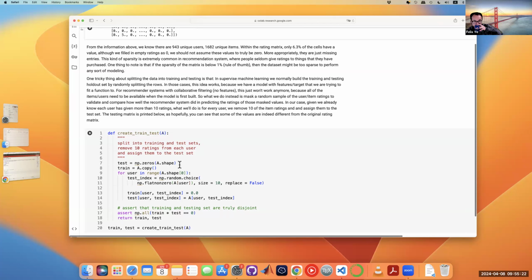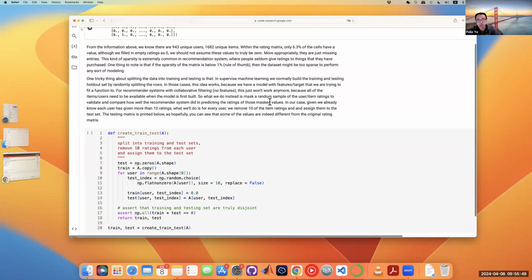Otherwise, we cannot evaluate performance. If we don't have a testing data set, we don't know whether we are hitting overfitting or not. So what we do here in recommender systems, I mean, a standard split won't work because all of the items the user needs to be available when the model is first built.